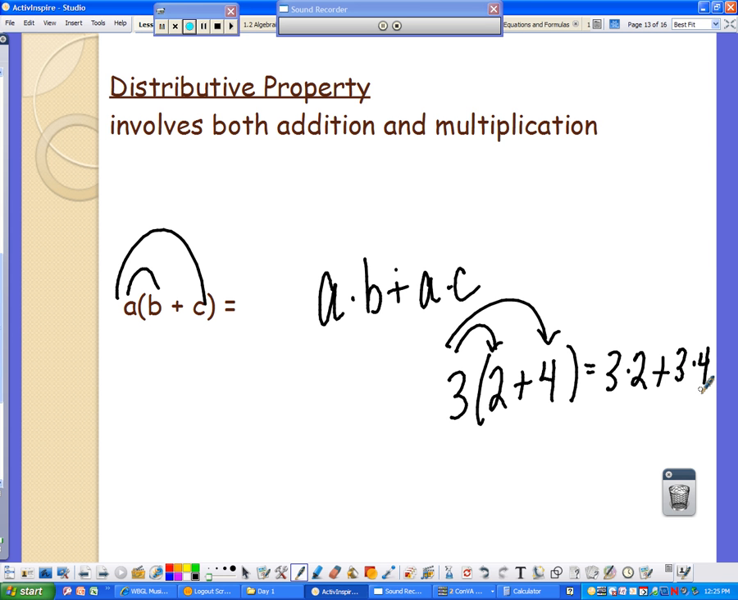So remember, 3 times 2 is 6. 3 times 4 is 12. 6 plus 12 would give us 18. Same way if we did it this way. 4 plus 2 is 8. I'm sorry, 4 plus 2 is 6. Times the 3, we get our 18.